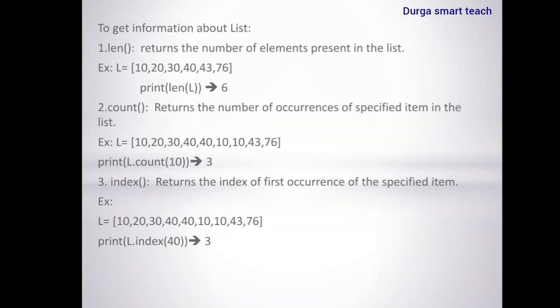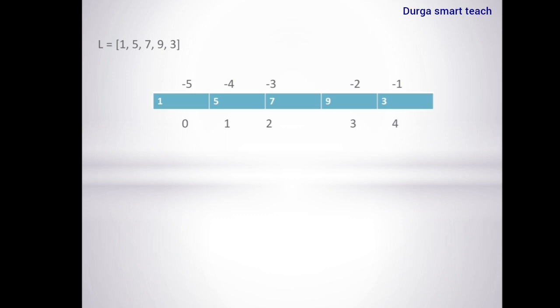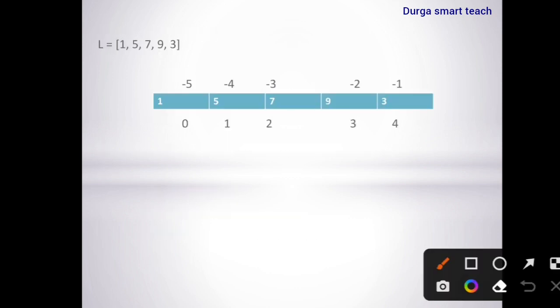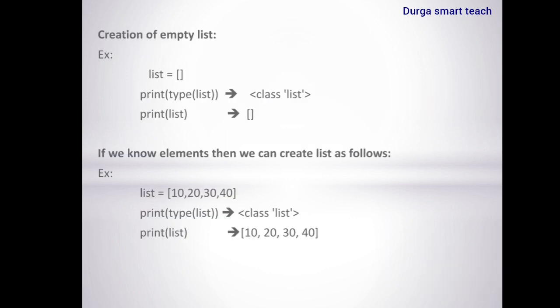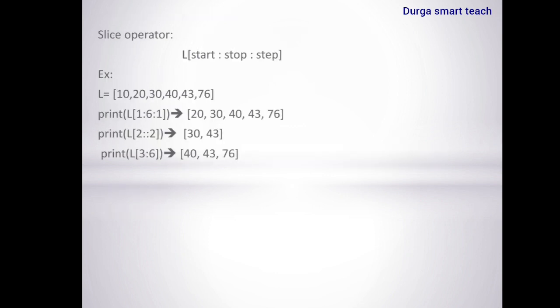Let's see all the concepts one more time. A list is used to represent individual elements. Duplicates are allowed, heterogeneous elements are allowed, insertions and deletions are possible, and positive and negative indexes are allowed. This is the list. It is represented in square brackets with a comma separator. Next, creation of an empty list, and if you know the values you can insert them. Next, accessing elements. You can access elements by using an index, because a list allows both positive and negative indexes, and also by using the slice operator.